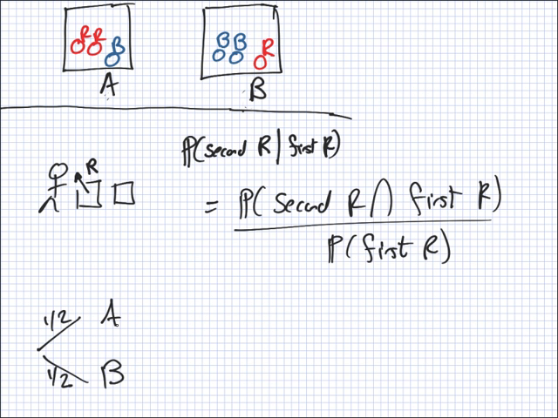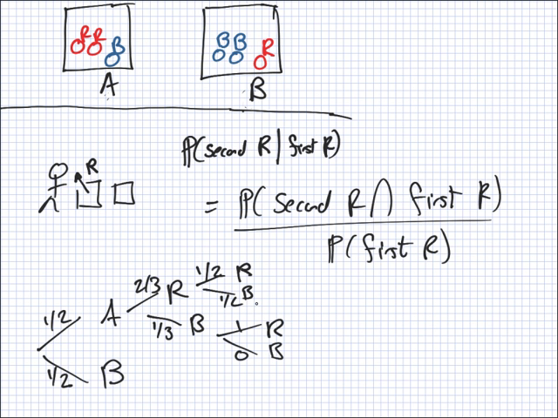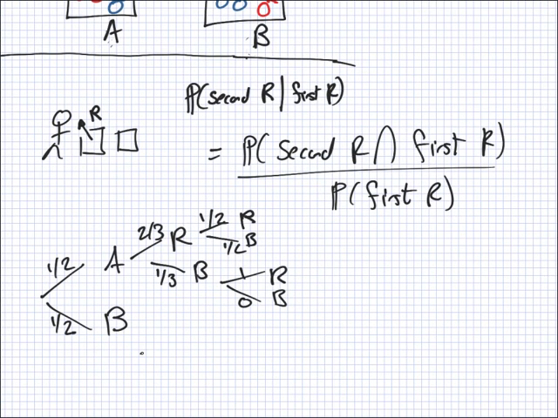What was I saying? If he picked box A, what's the probability that he'll get a red and a blue? A red would be 2 over 3 and a blue 1 over 3. So the probability of another red? 1 over 2. And a blue? 1 over 2. And if you picked a blue, what's the probability of getting a red? 1. And getting a blue? 0.